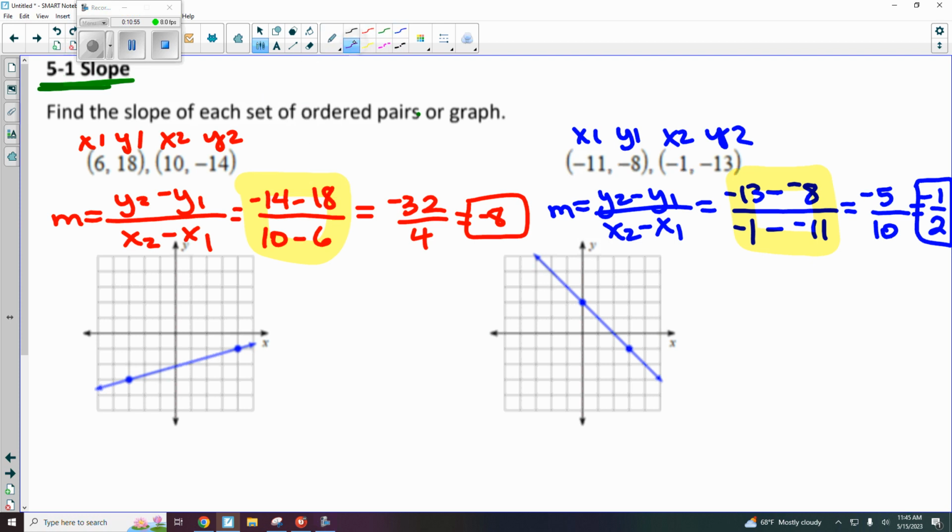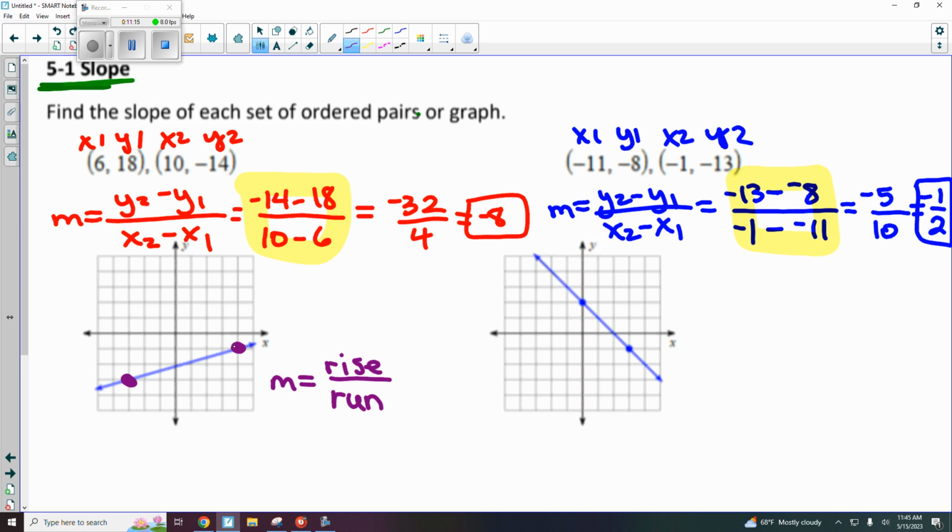So for the next two with the graphs, we're just going to have m equals rise over run. Because your first one goes up to the right, is it positive or negative slope? Positive, because it goes up to the right. And now we just count. So we're going to count from this one to this one, the same way we read a book, we go from left to right.